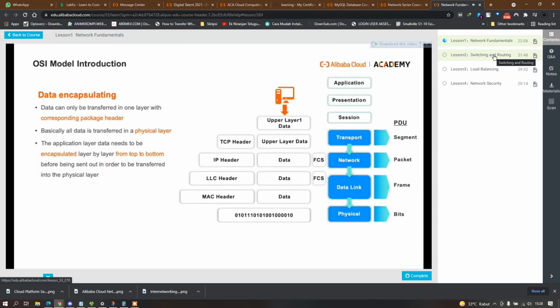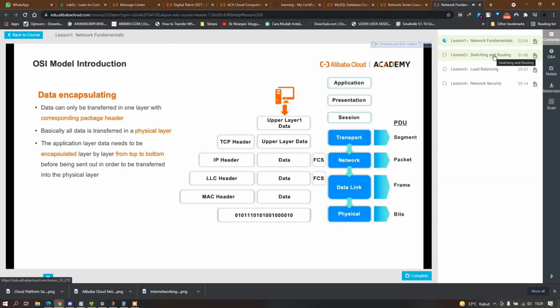On this page, we're going to talk about data encapsulation. The first thing we should know is that data can only be transferred in a layer with the corresponding packet header. For example, if your data is to be transferred in the data link layer, your data should have a MAC header. And if your data is to be transferred in the transport layer, you should have the TCP header to be recognized by the corresponding protocol.